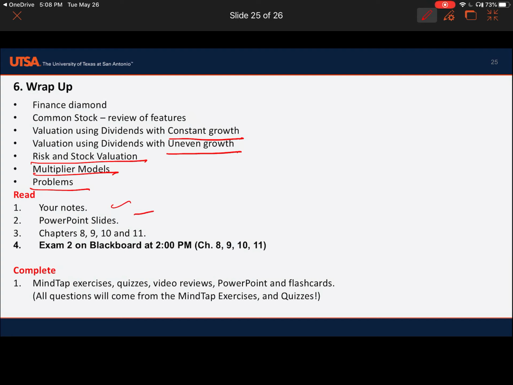And you will have exam 2 on Blackboard at 2 p.m. The exam only includes chapters 8, 9, 10, and 11. Before the exam, please go and finish the mind map exercises, quizzes, video reviews, PowerPoint, and flashcards. And also look at the exercises at the end of each chapter of our book. Plus, let me write, plus book exercises.